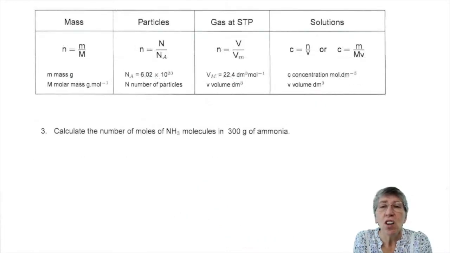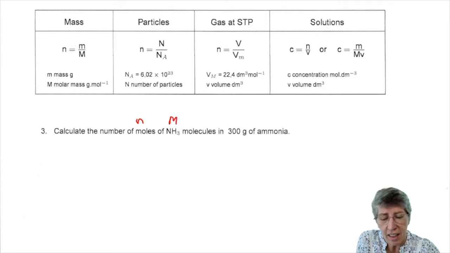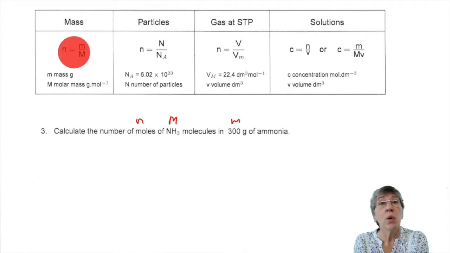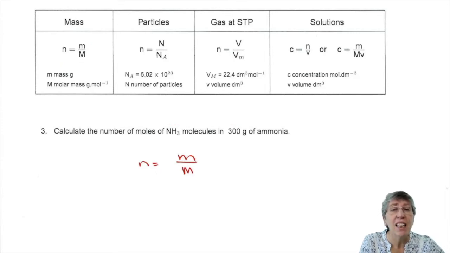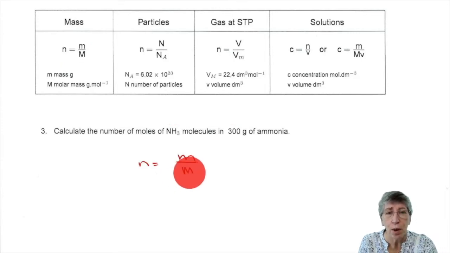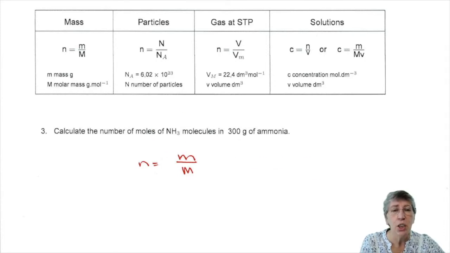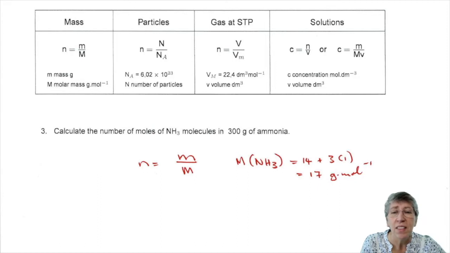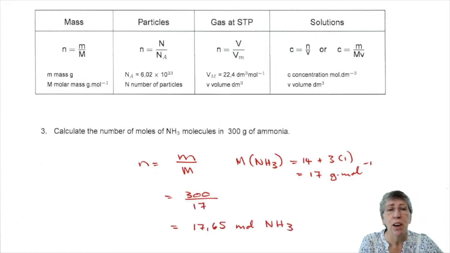In number 3, they ask us to calculate the number of moles. So we are looking for small n. And they're giving us ammonia. So already we have big M we can work out because we've got ammonia, and then they're giving us mass. So the equation I'm going to use is n equals m over M, and first we have to calculate that molar mass there at the bottom, and that is for ammonia. So you go to the periodic table and you work out that molar mass, and then we can use it to substitute into our equation.